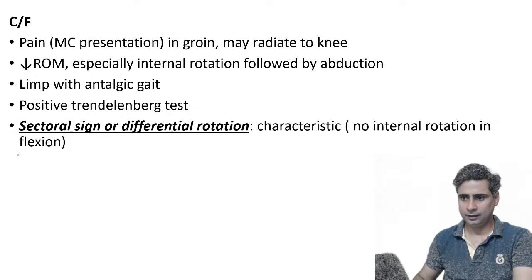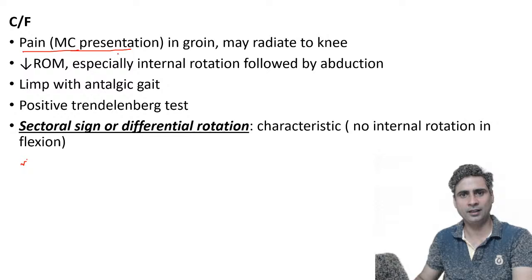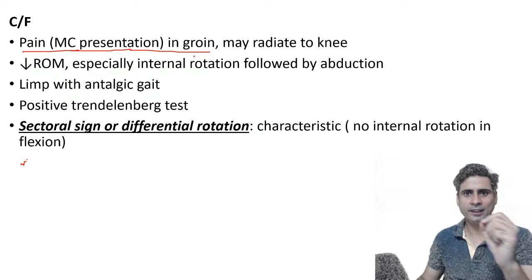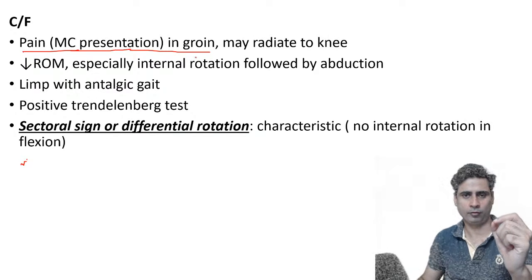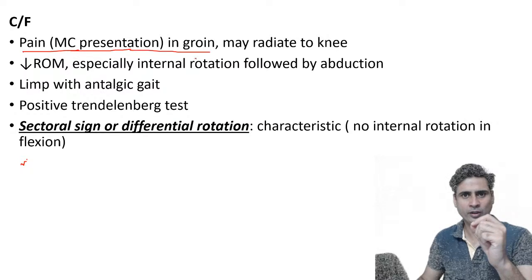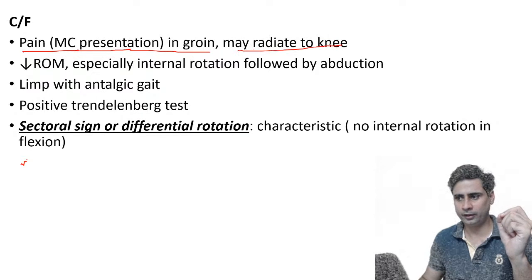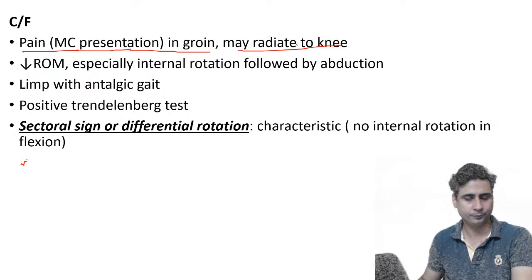Now clinically, the earliest symptom is pain, which is the most common presenting symptom, pain in the groin. The pain of the hip joint can radiate to the knee joint through the obturator nerve, because both the hip joint and knee joint are supplied by articular branches of the obturator nerve. So pain of the hip joint can radiate to the knee joint through the obturator nerve.